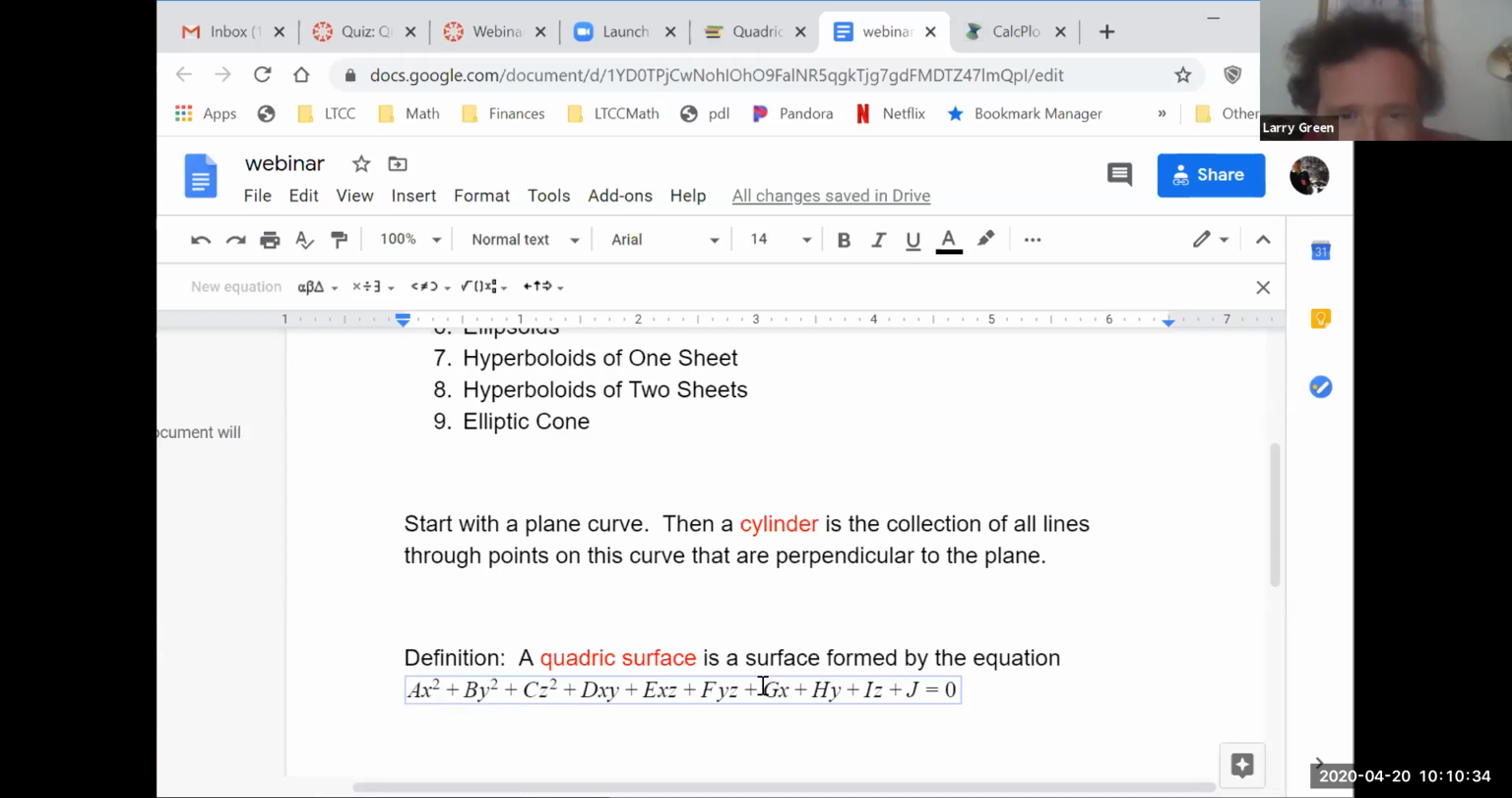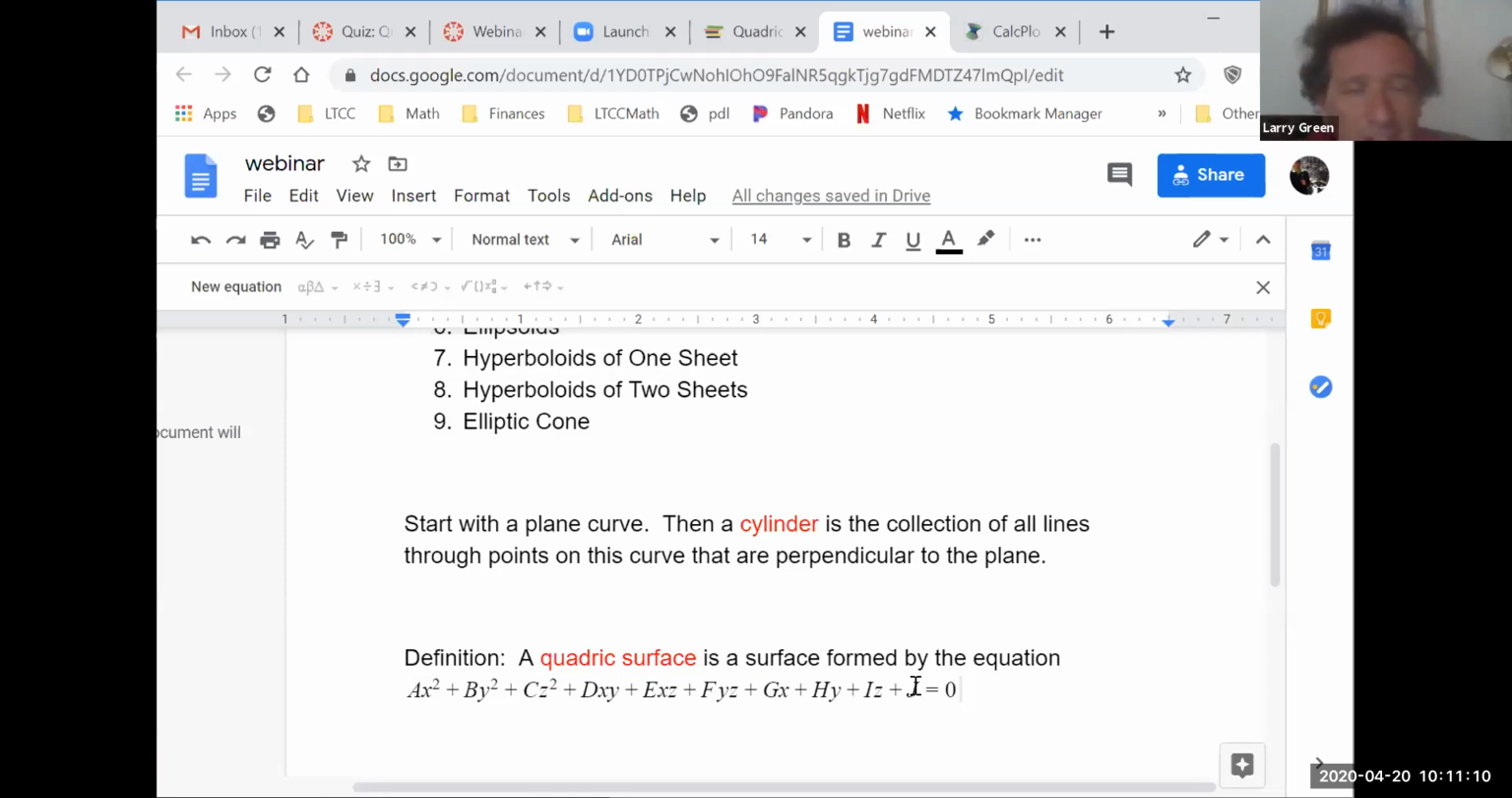And g, h, and i will tell you the shifting from the origin. So that's a complete the square kind of thing. And j, as long as j is not 0, along with the shifting stuff, then it's just a shift also. And that is the definition of a quadric surface. You take this, you could pop it into CalcPlot 3D, and it'll be a quadric surface. It'll be one of the things I showed you.